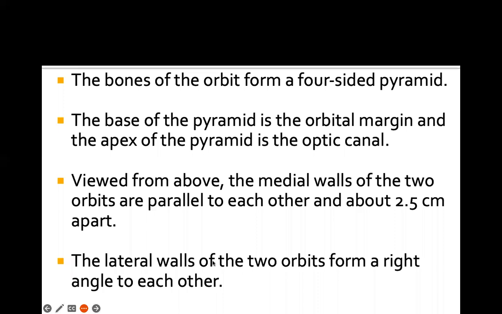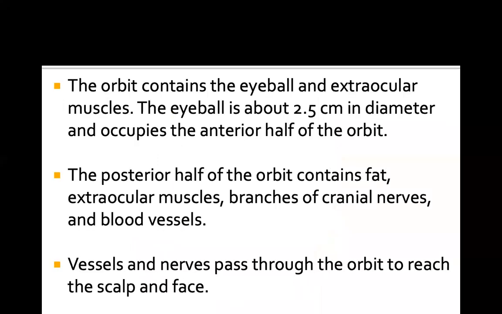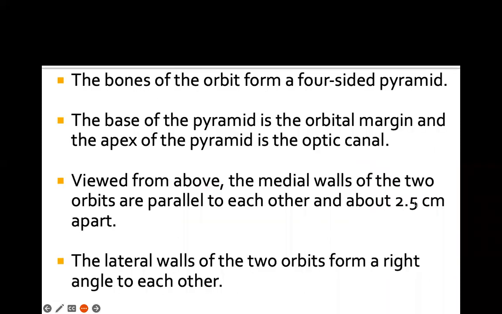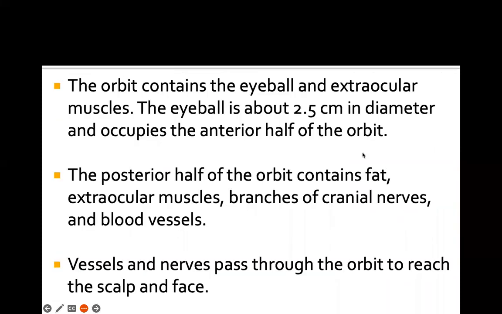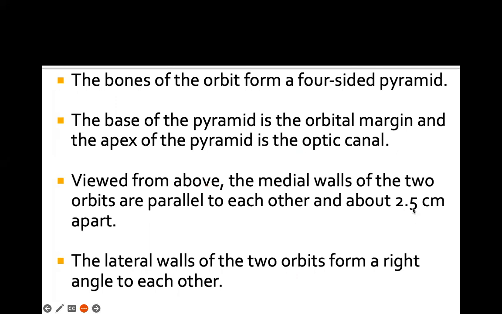The lateral walls of the two orbits form a right angle to each other. All right. So we've seen 2.5 centimeters here. We've also seen 2.5 centimeters. The first 2.5 centimeters was describing the diameter of the eyeball. And this 2.5 centimeters is also describing what? The two medial walls in terms of how wide they are apart.